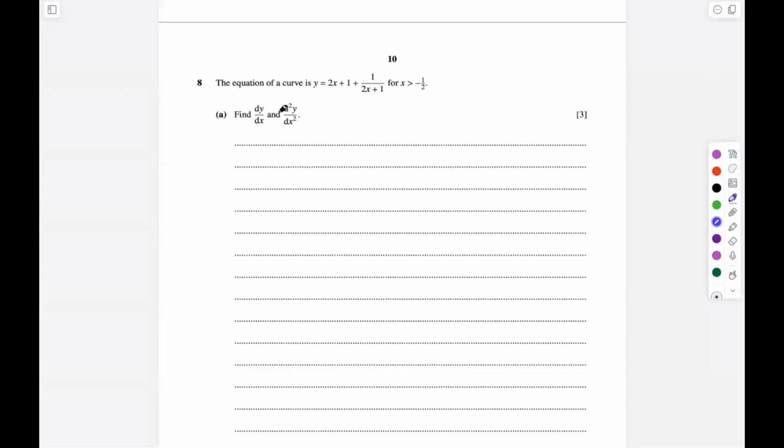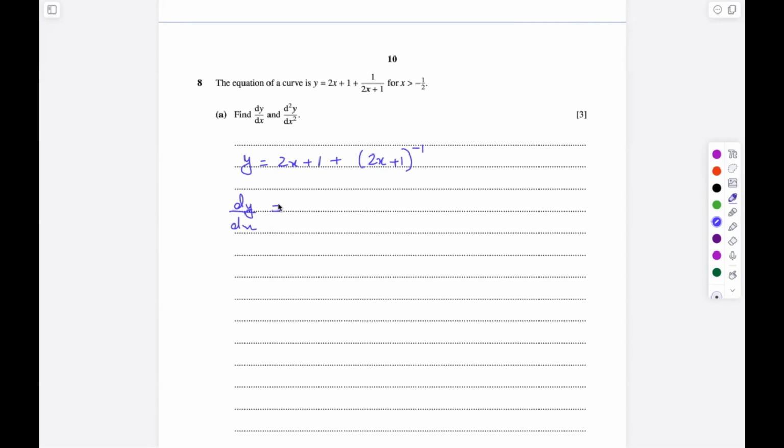In question 8, the equation of a curve is y equals 2x plus 1 upon 2x plus 1, for x greater than negative half. We have to find dy/dx and d squared y upon dx squared. To find dy/dx, we'll first bring the variable that is in the denominator to the numerator and write it as (2x plus 1) to the power minus 1.